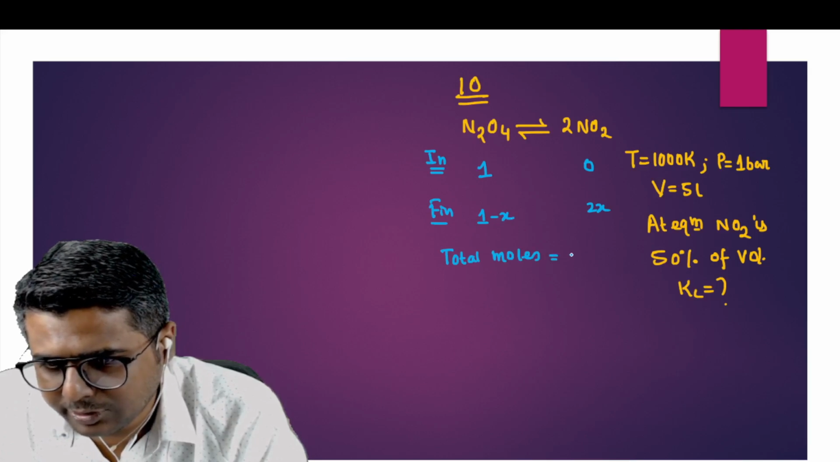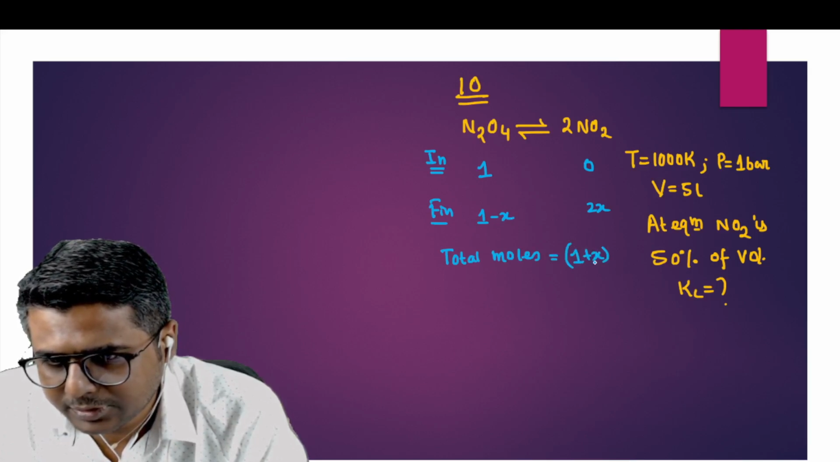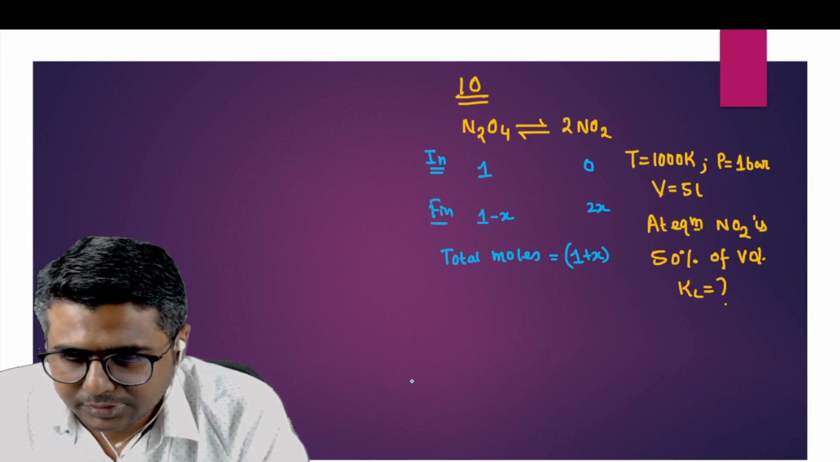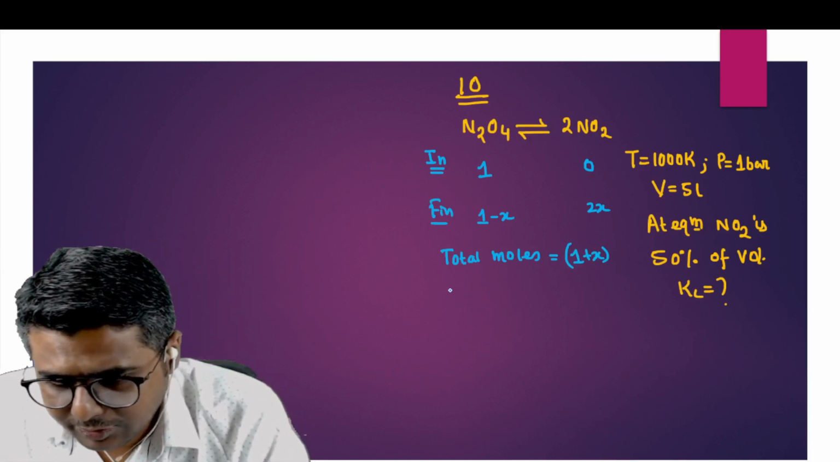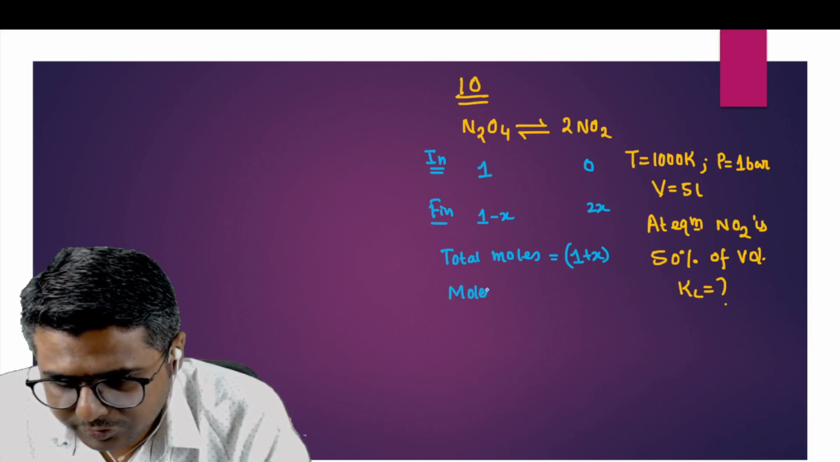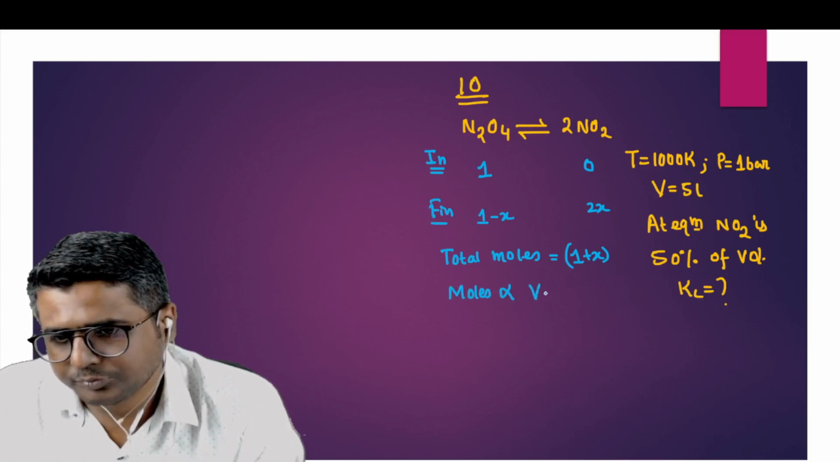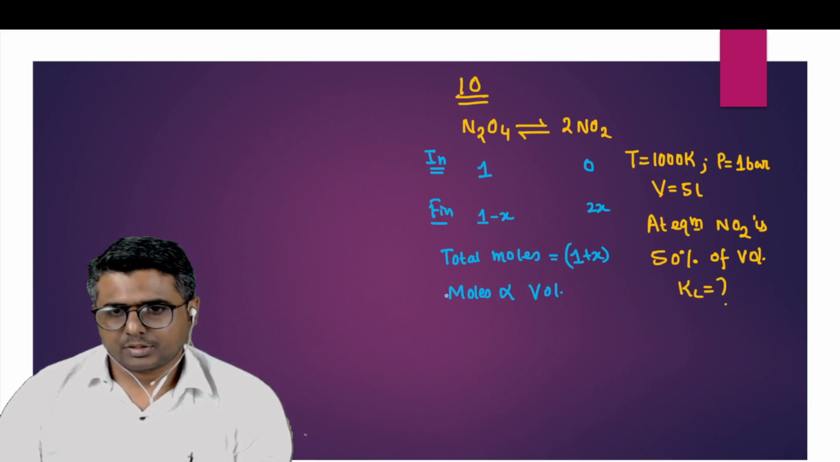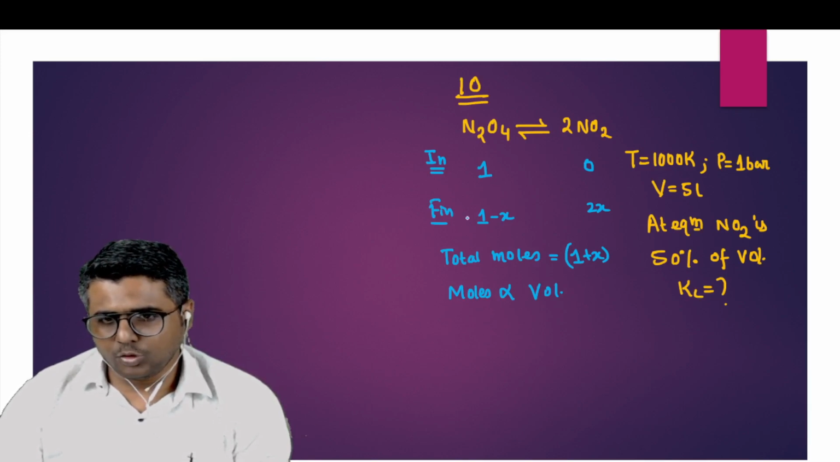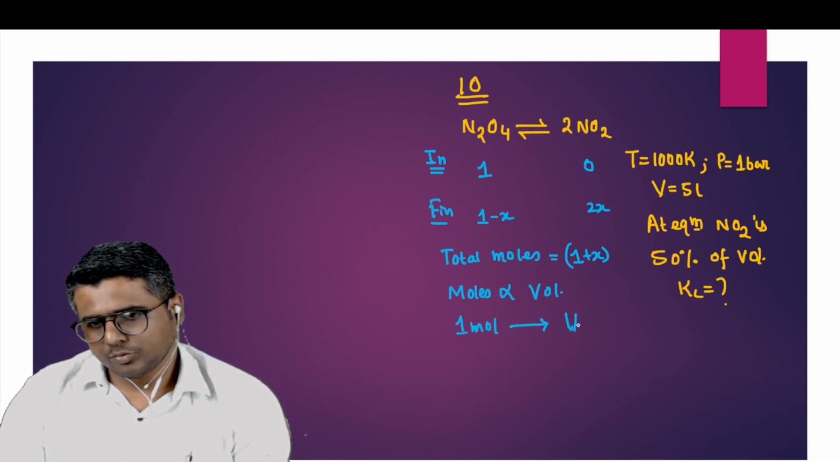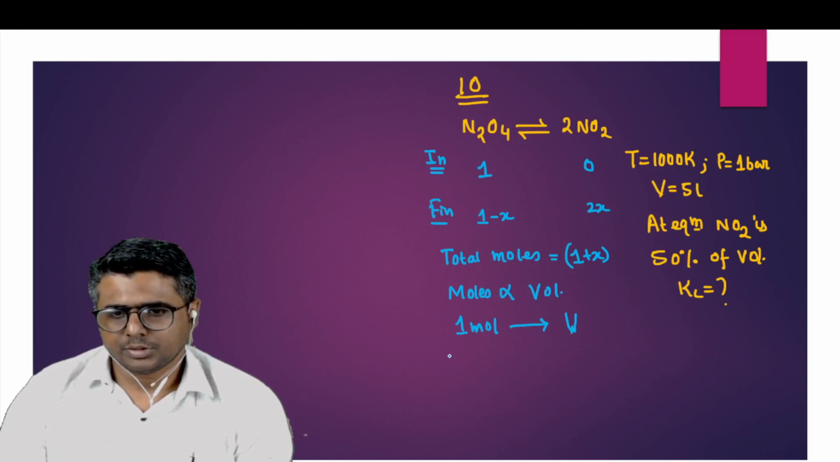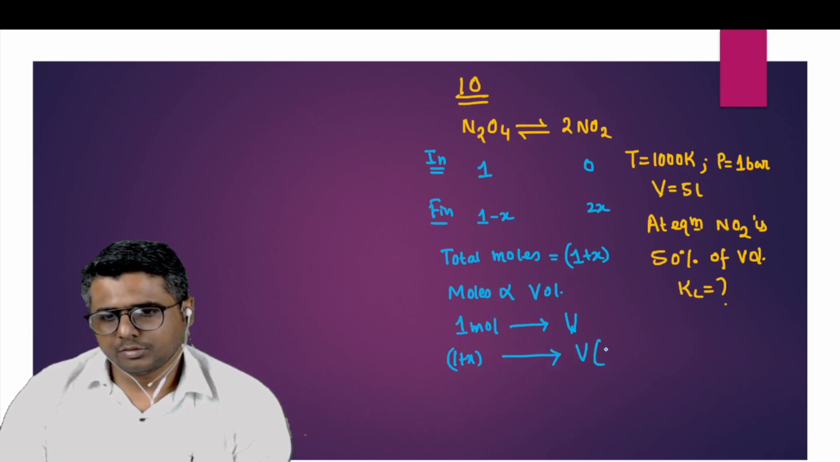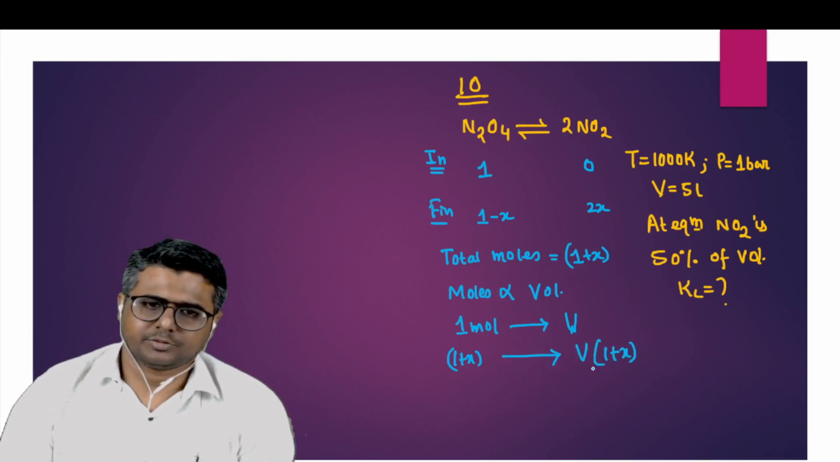You just add this, you will get 1 plus x. This is the total moles. We know very well that moles is directly proportional to volume. So here, when there was 1 mole, and that corresponded to V volume, then 1 plus x mole will correspond to V into (1 plus x) volume.